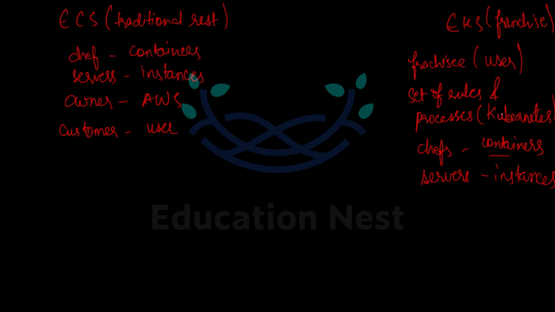So in summary, ECS is a fully managed service where AWS handles the infrastructure and resource management, while EKS provides a standardized set of rules and processes for managing the containers and infrastructure. ECS is more suitable for simpler workloads that do not require the complexity and flexibility of Kubernetes, while EKS would be more suitable for complex workloads that require advanced container orchestration and management capabilities. So this would be the difference between the two.